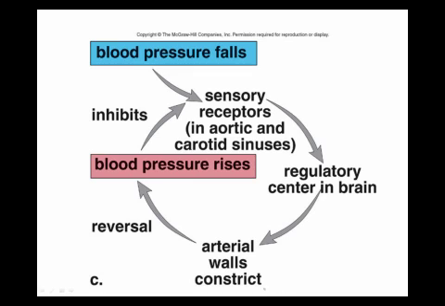A physiological example would be blood pressure. If blood pressure gets too low, there are receptors in some arteries that detect that. They send that information to the regulatory center in the brain. The brain then can activate some muscles and nerve impulse to constrict muscles in the artery walls, and that would bring blood pressure back up. So again, we could go through many examples of these negative feedback loops that are involved in homeostasis.